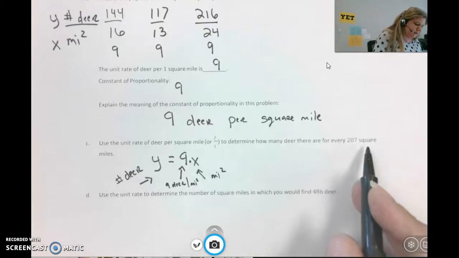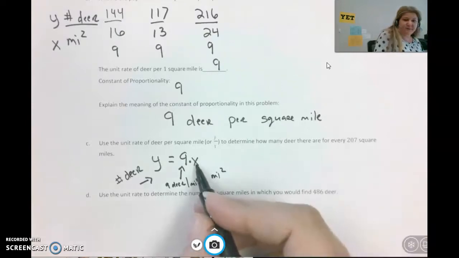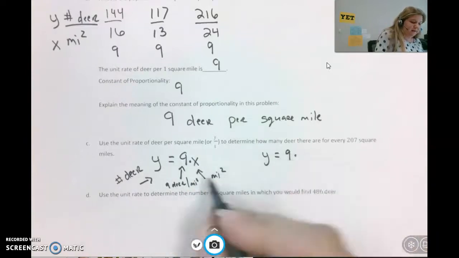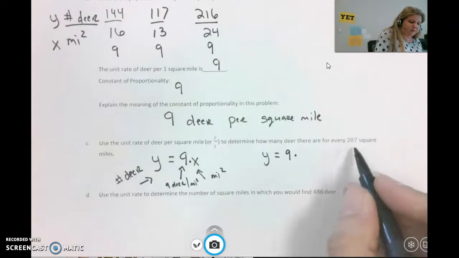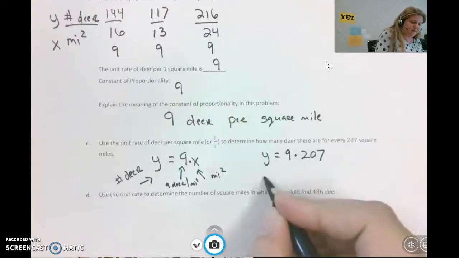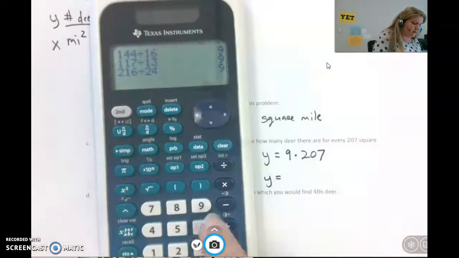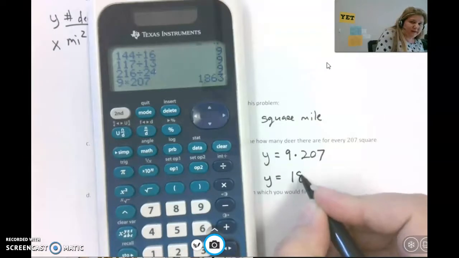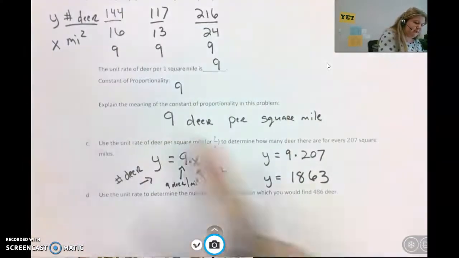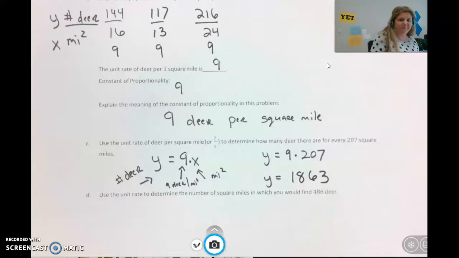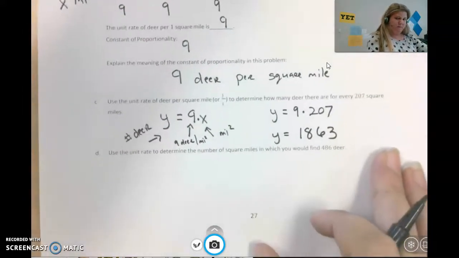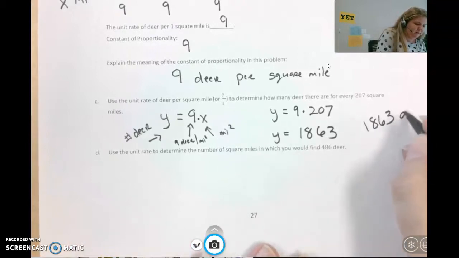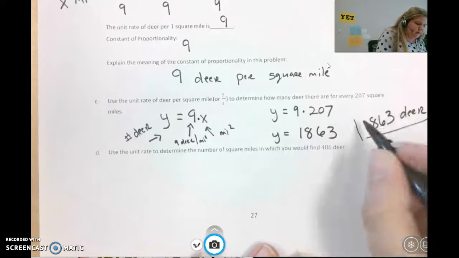Okay, so what am I trying to do? 207 square miles. So that was my x value. So I'm going to use my equation, 9 times, instead of x, because that's square miles, I'm going to put 207. So y, or the number of deer, is 1,863 deer in 207 square miles. I should probably go ahead and write it with the label.